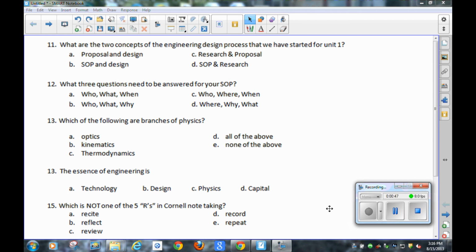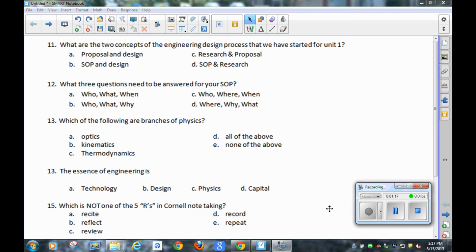Number 13, which of the following are branches of physics? The answer should be D, all of the above. So optics, kinematics, and thermodynamics are all branches of physics. Refer to the YouTube video on the introduction of physics for this information. Number 14, the essence of engineering is B, design. Refer to the Intro to Engineering video on YouTube for this.